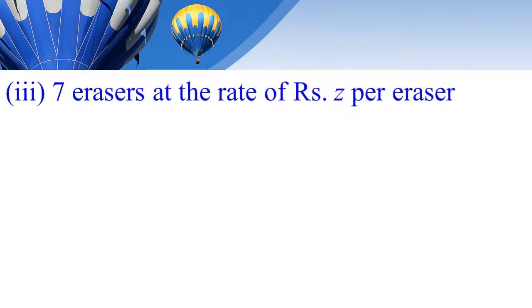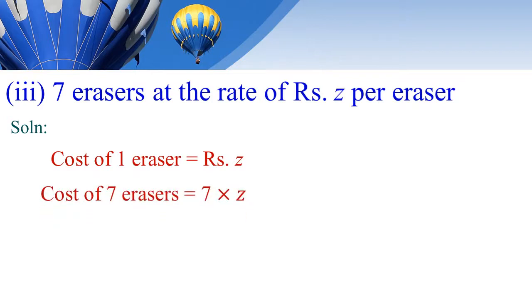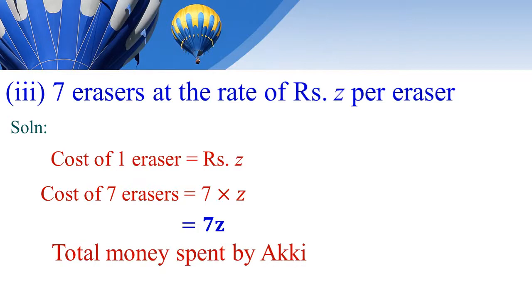Next, 7 erasers at the rate of rupees z per eraser. So here the cost of one eraser equal to rupees z. Cost of 7 erasers equal to 7 into z. That is 7z. So let us find the total money spent by Aki: 6x plus 11y plus 7z.